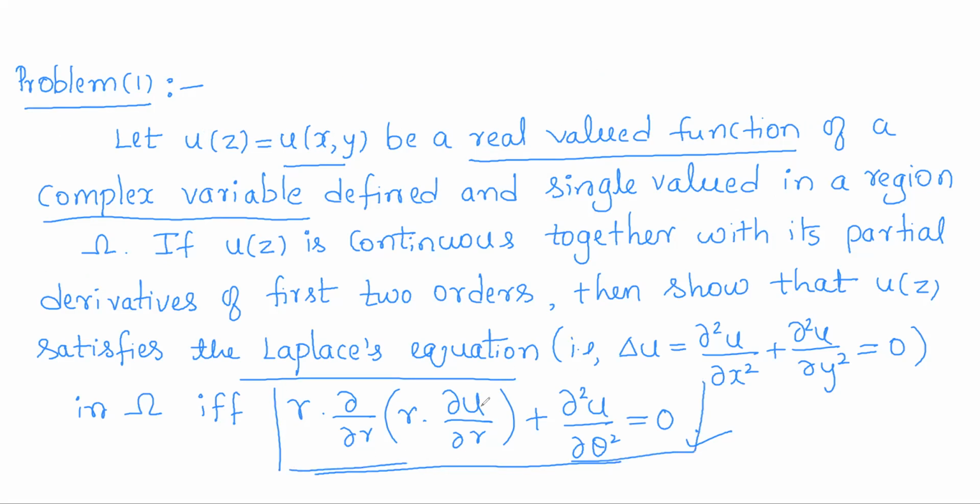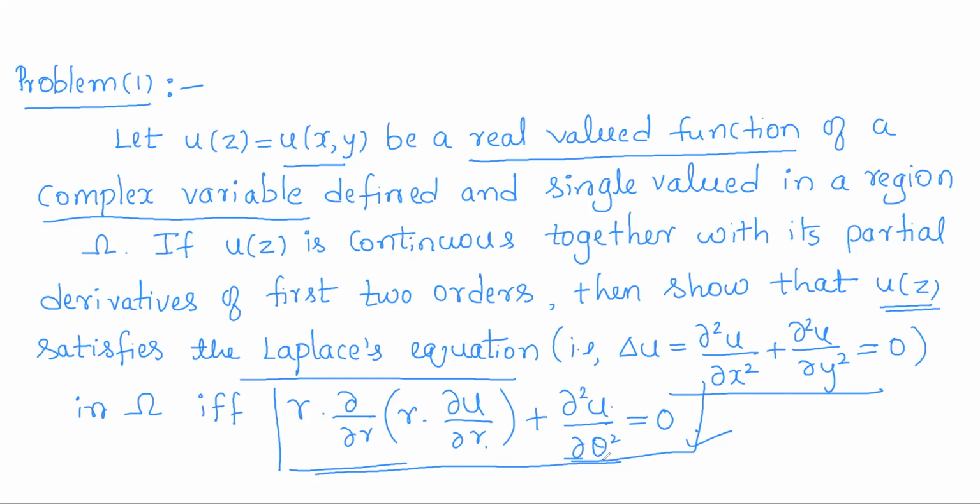We can talk about this equation because here we are talking about the partial derivative of u with respect to r and the partial derivative of u with respect to theta. That is only possible whenever u contains the variables r and theta. So now this problem is that a function u of z, which is a real valued function of a complex variable, is continuous, and its first two orders of partial derivatives are continuous. Then u of z will satisfy the Laplace equation if and only if it satisfies this equation.